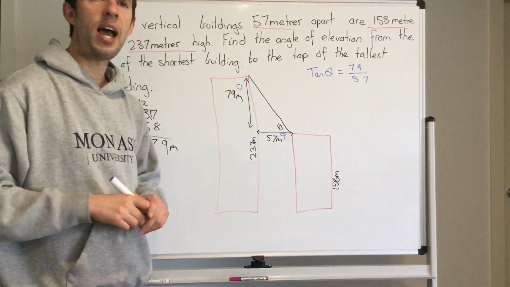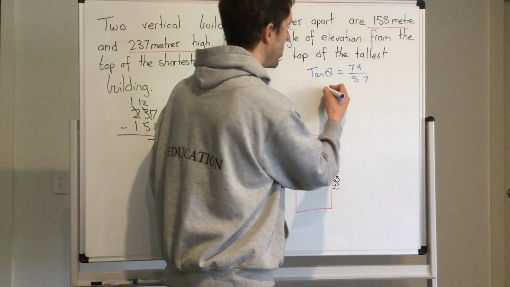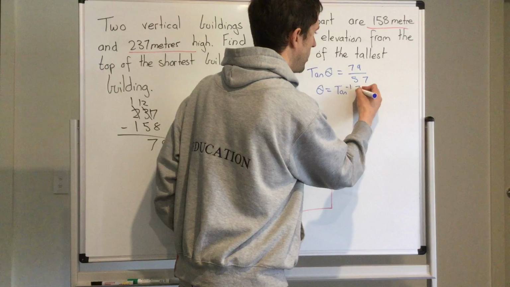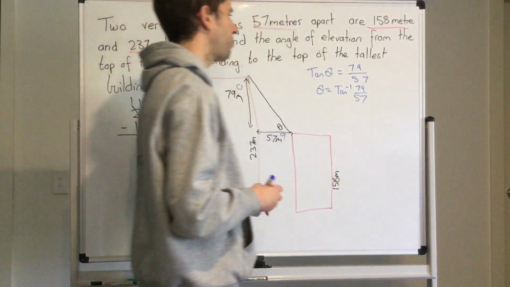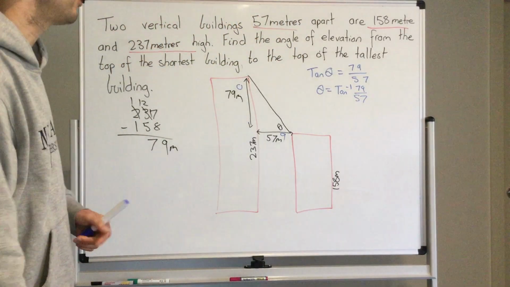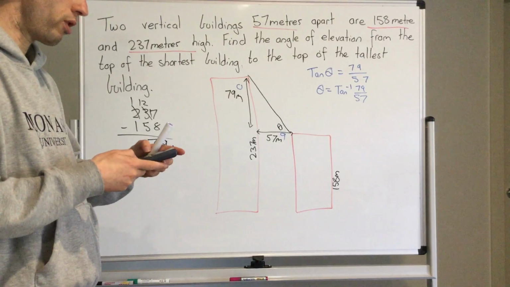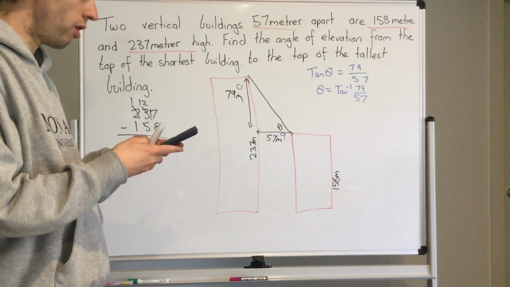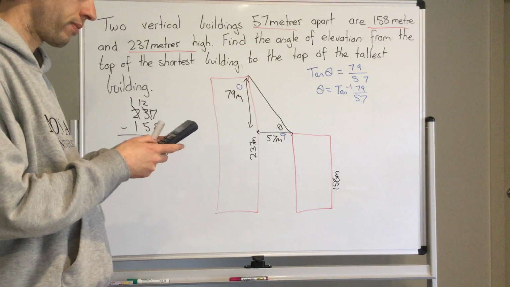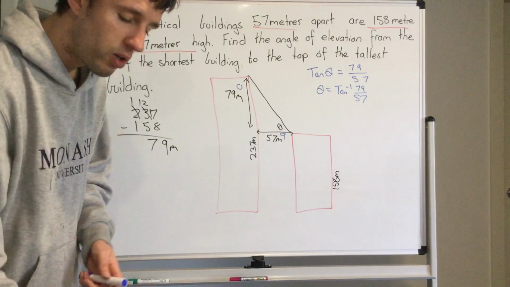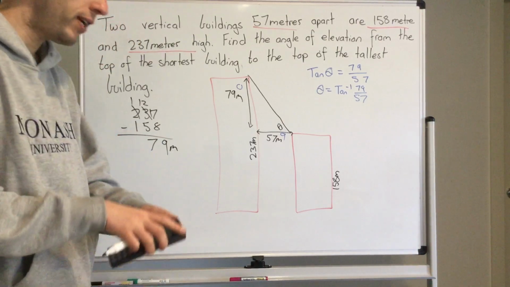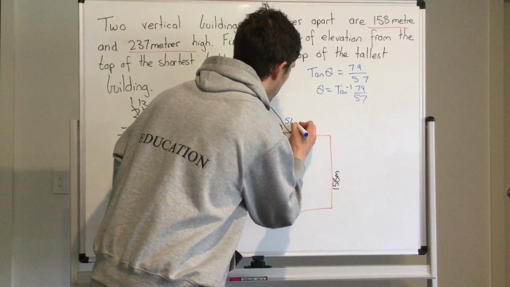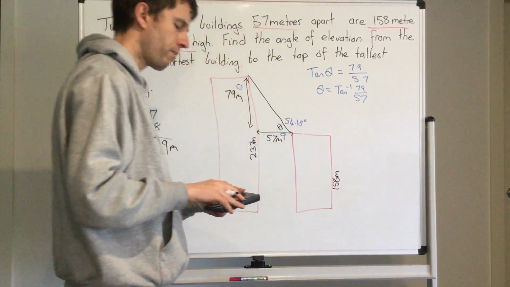Now, to get alpha by itself, I take tan to the other side, and it becomes tan negative 1 of 79 over 57. Now, all I need to do is type that into my calculator, and it will tell me what the angle is. So tan negative 1 of 79 over 57. And that tells me that the angle of elevation that we have is 54.18 degrees. And there you have it.